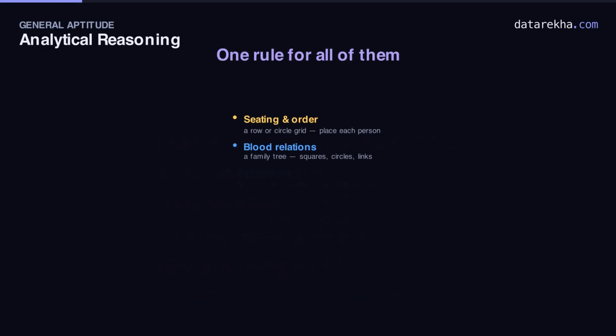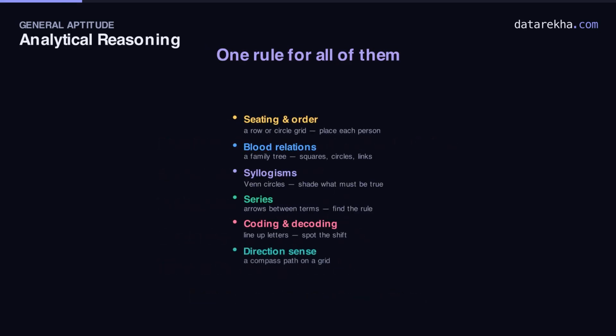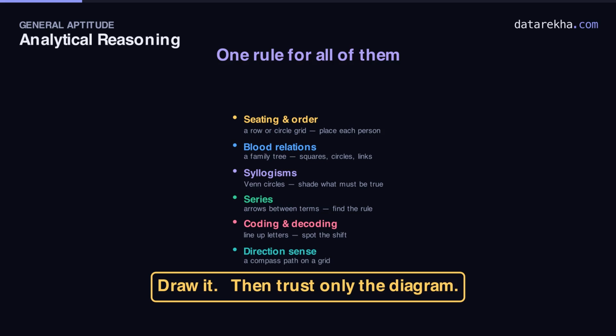Every type has its own picture. Seating, a grid; blood relations, a family tree; syllogisms, Venn circles; series, arrows; coding, lined up letters; direction, a compass path. But underneath all 6 sits one rule. Don't solve in your head. Draw, and accept only what the diagram proves.